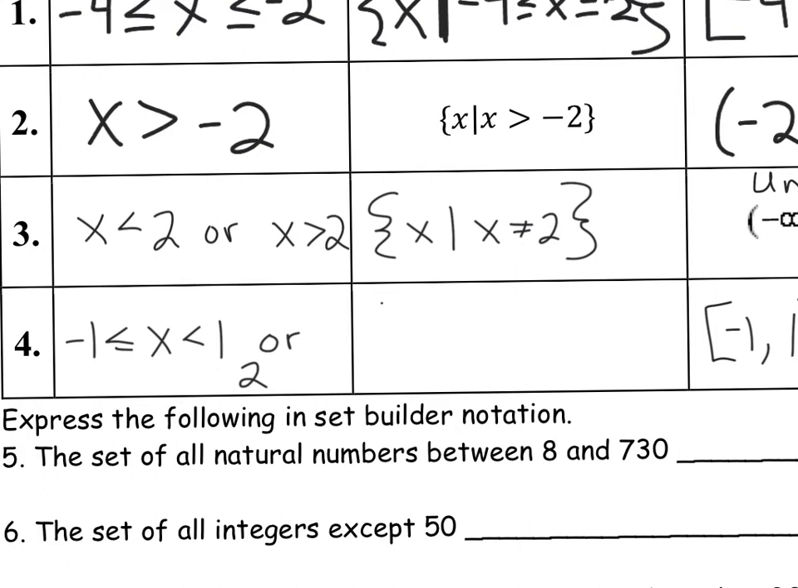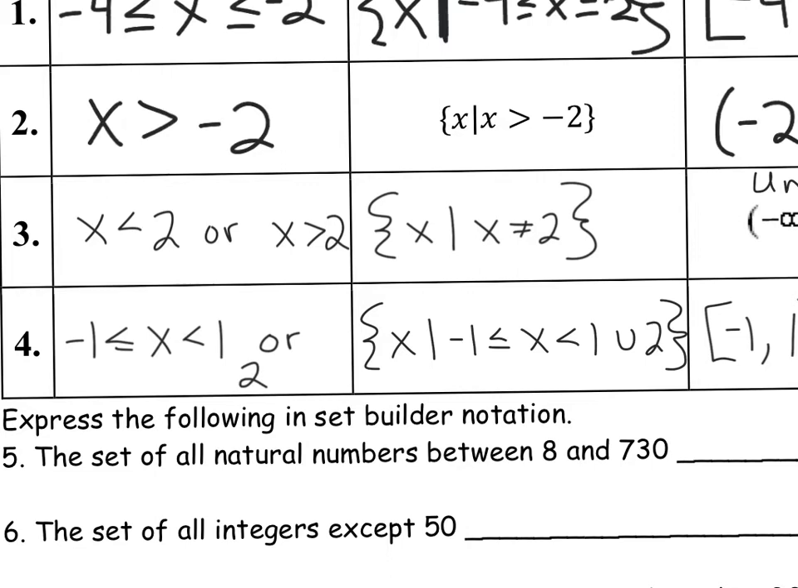Now, coming back over here, we're going to go ahead and say that x is such that it's between -1, or equal to 1, or less than +1, union, or it's the number 2. And that right there would be the set builder notation.